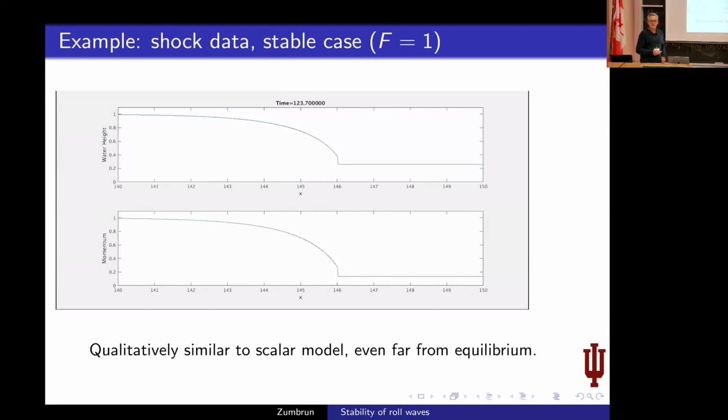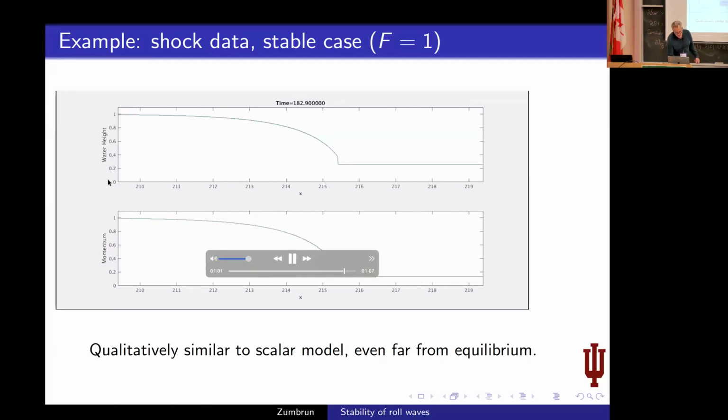Yes. Sorry, so what are the top and bottom here? Okay, so they're just Q and H. H is the top, Q is the bottom. I really don't need both, but we had both. Yeah, thanks. Good question. You could just look at H because of thinking of the scalar model. Okay, so yeah, it's qualitatively similar.